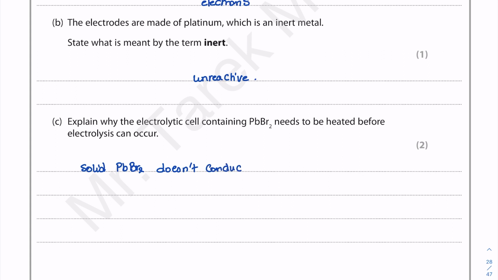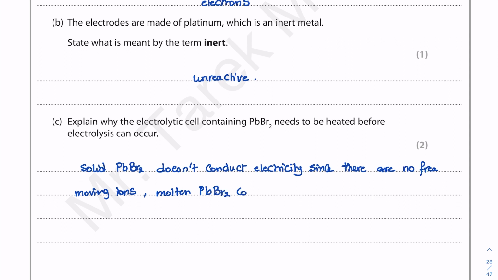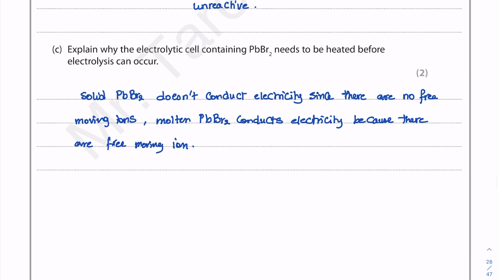Doesn't conduct electricity since there are no free moving ions. لكن the molten lead bromide PbBr2 conducts electricity because there are free moving ions. free moving ions أو الأينز can أو are free to move. يبقى in solid state lead bromide the ions are not free to move. in molten lead bromide ions are free to move.